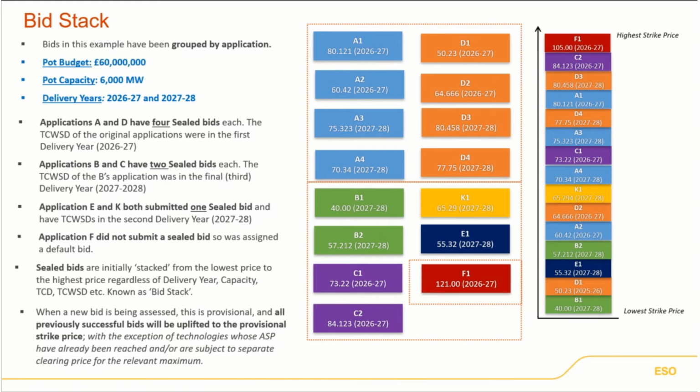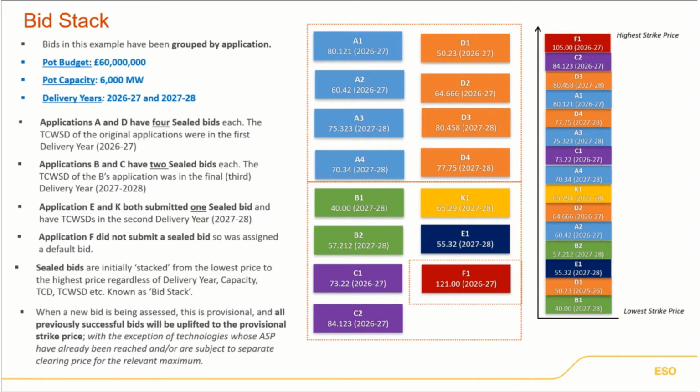The principle we will now follow is that when a new bid is allocated, all previous bids will be uplifted to the newly allocated strike price, apart from those technologies whose admin strike price has already been reached. Importantly, the bid under consideration is only provisionally accepted. We will need to determine that all previously successful bids can be uplifted to the strike price of the currently considered bid. If this is yes, then the bids are successful and we continue with the auction.